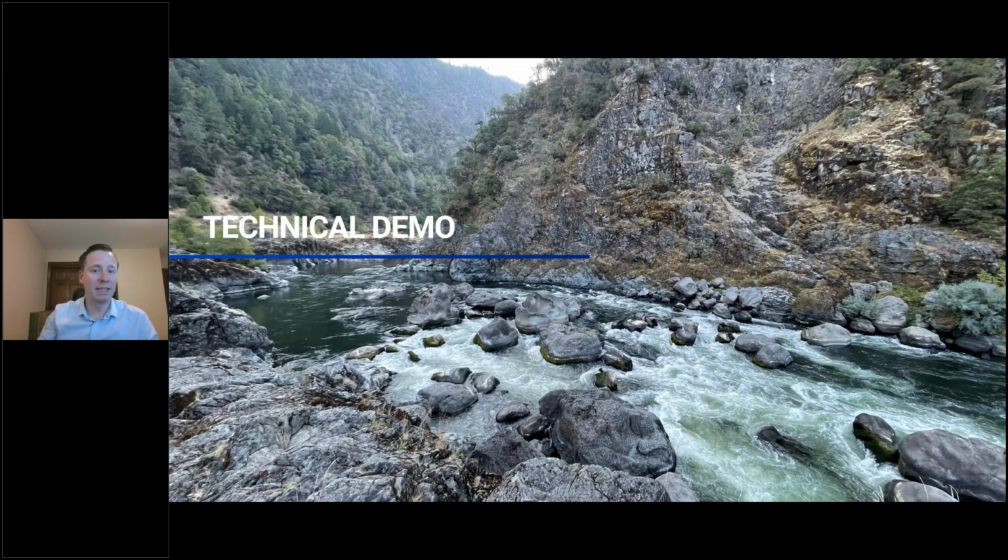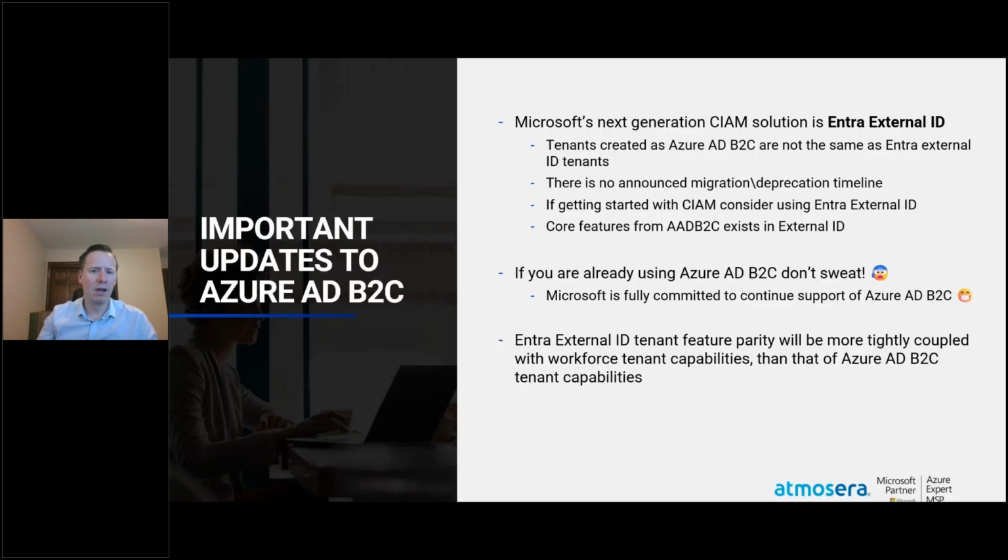Going back to the presentation, I just want to make some important call outs to Azure AD versus Entra External ID. As I mentioned, Microsoft's next generation CIAM solution is Entra External ID. The tenants created as an Azure B2C tenant are not the same as an Entra External ID tenant. The capabilities and features are different, especially when it comes to things like conditional access policies and identity protection. They're offered in both, but they're implemented differently through how the policies behave and interact.